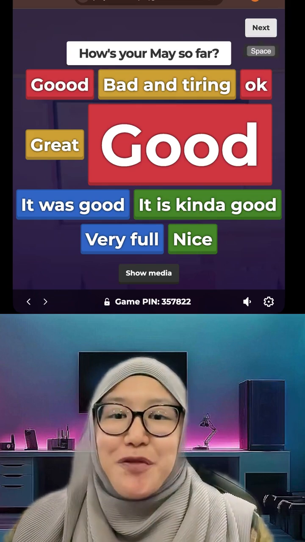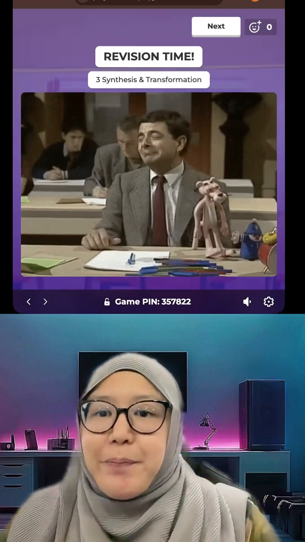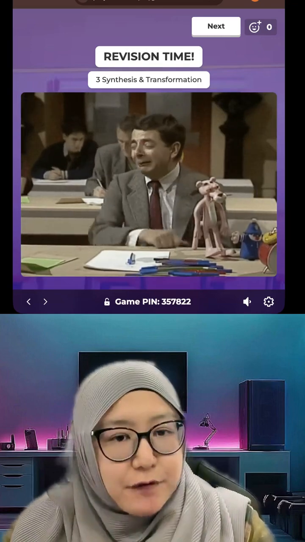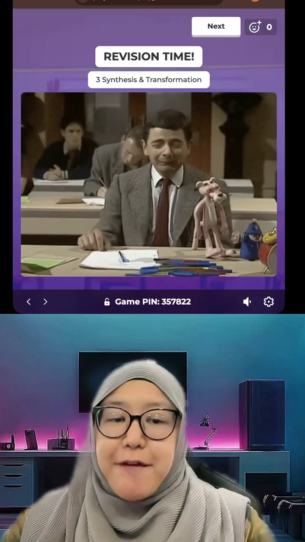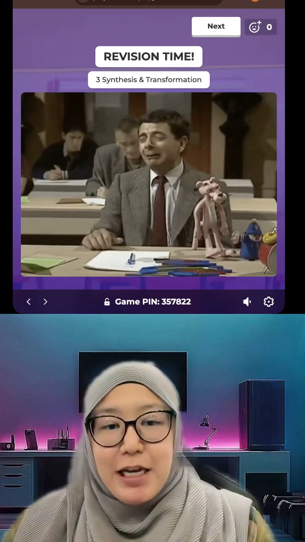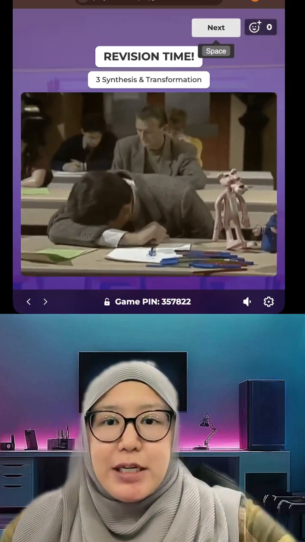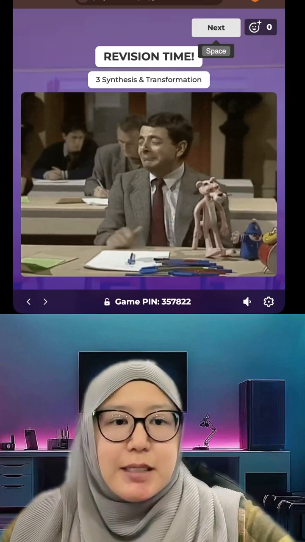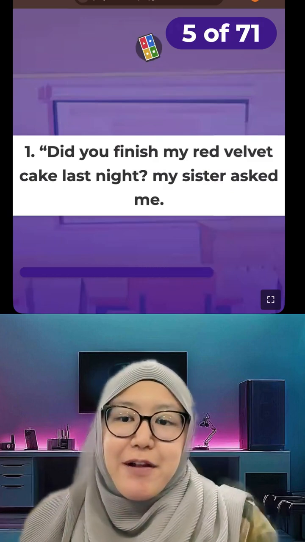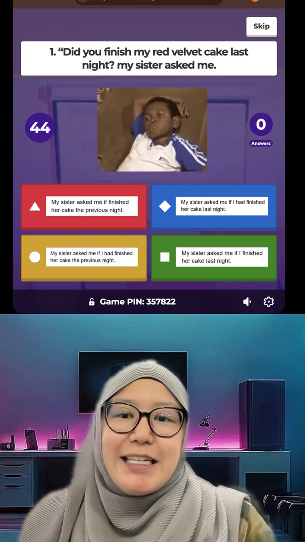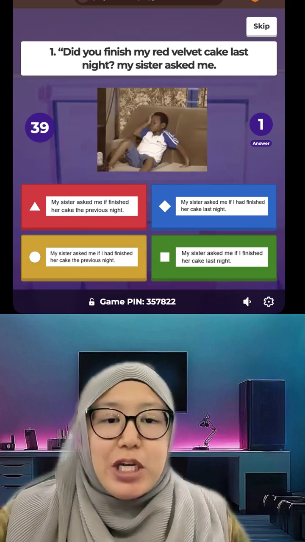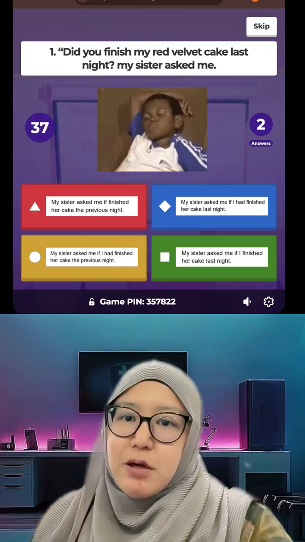Now, moving on to our session. Revision time. We have three synthesis and transformation questions. Remember, you have to combine two sentences and make them into one without changing the original meaning. Now let's move on to question number 1. "Did you finish my red velvet cake last night?" my sister asked me. This is direct speech, and you need to change it to reported speech.